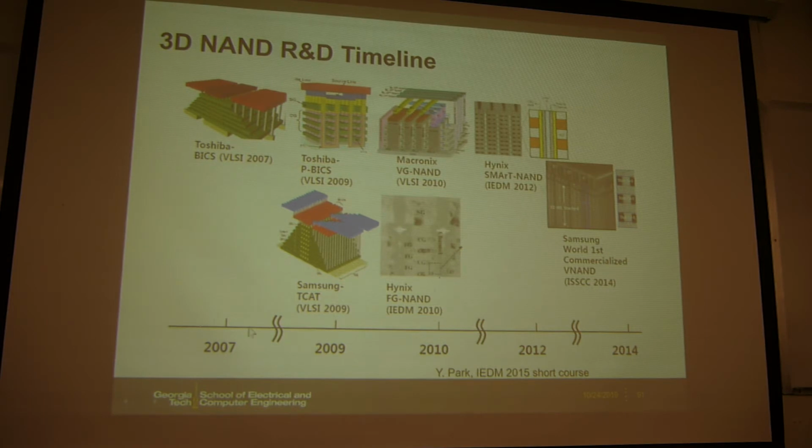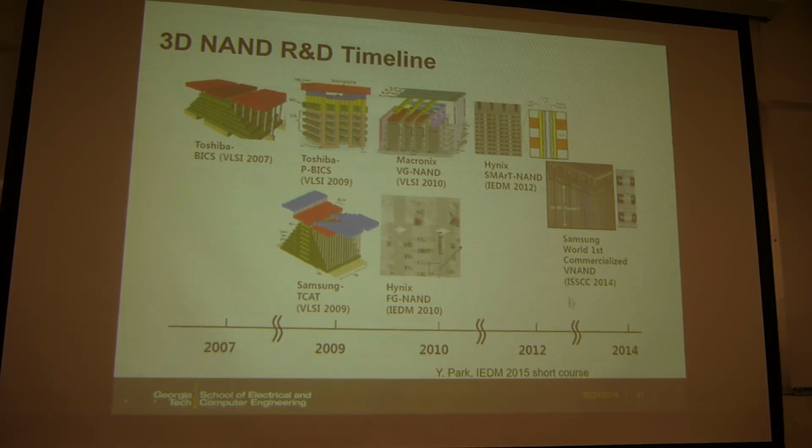This is 2007, and then 2 years later, again in the same conference, VLSI, Toshiba publishes an improved version of this BiCS structure. The same year, Samsung reported this TCAT cell, kind of similar to Toshiba's design. And later, different companies like Hynix and Micron also followed this kind of 3D NAND research.